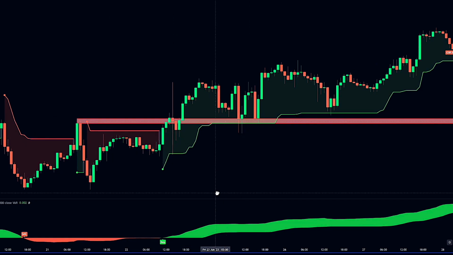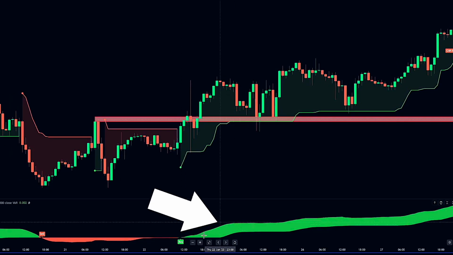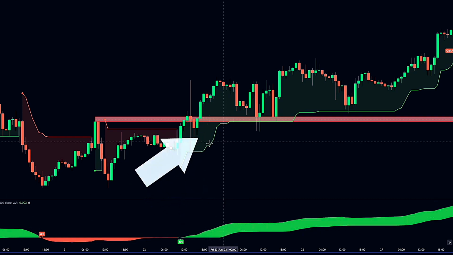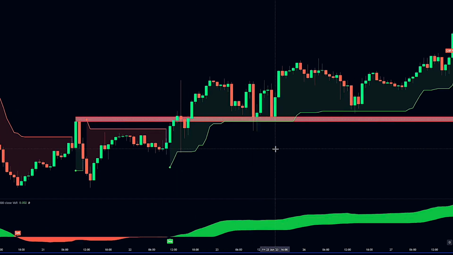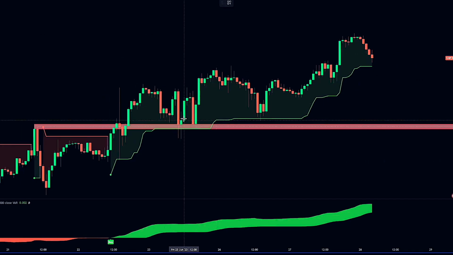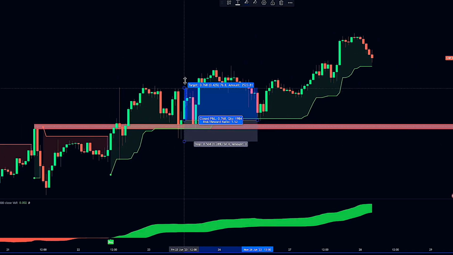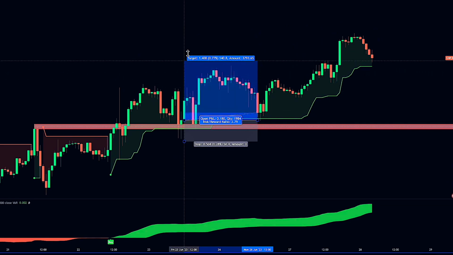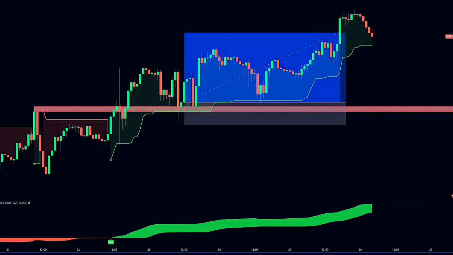Ensure both indicators are showing green before entering a buy trade. Here's an example. This was a resistance level. Price broke above it, then retested. The optimized trend tracker was green, and the super trend was also green. This increased the chances of a profitable trade. If we entered here, placed our stop loss below the swing low and aimed for a 1-to-3 risk-to-reward ratio, this trade would have worked out well.